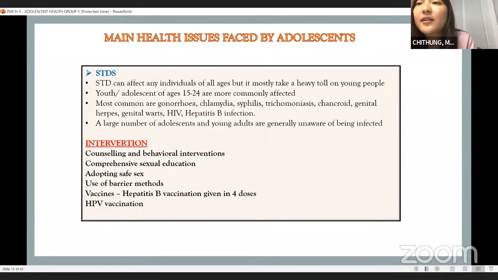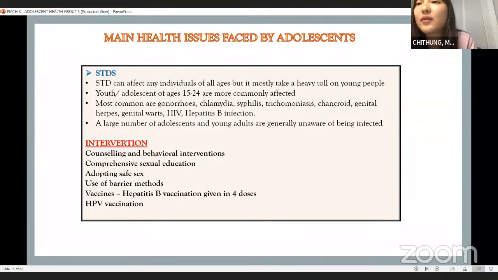STDs can affect individuals of all ages, but they take a heavy toll on young people. Youth or adolescents of ages 15 to 24 are more commonly affected. The most common are gonorrhea, chlamydia, syphilis, trichomoniasis, chancroid, genital herpes, genital warts, HIV, and hepatitis B infection.